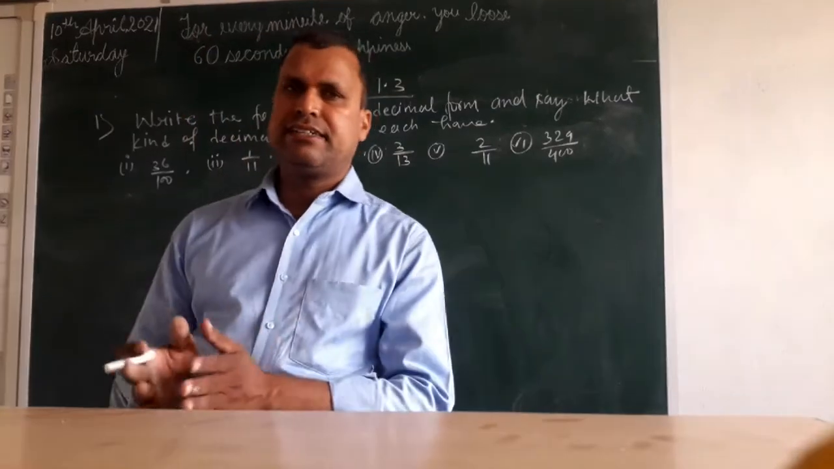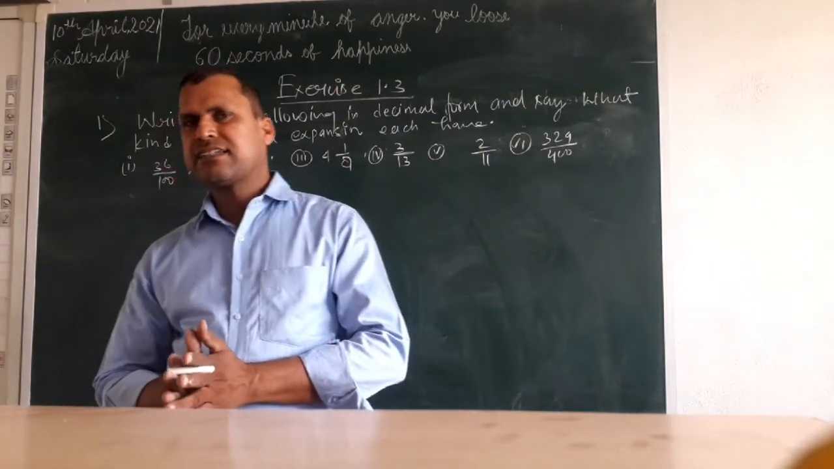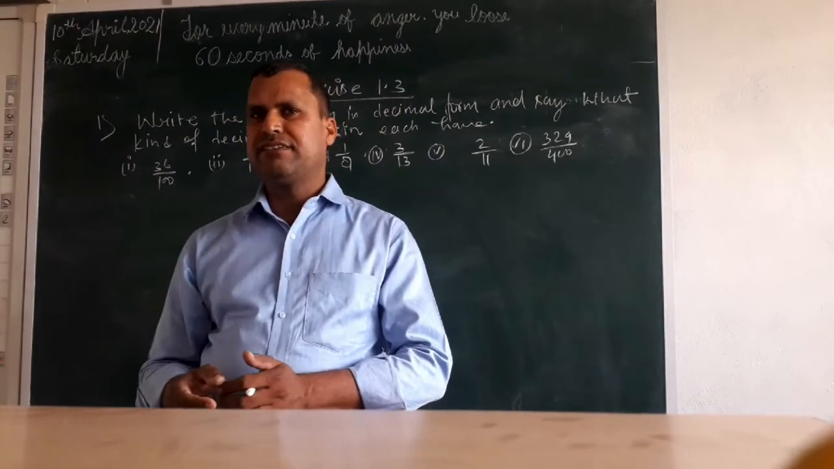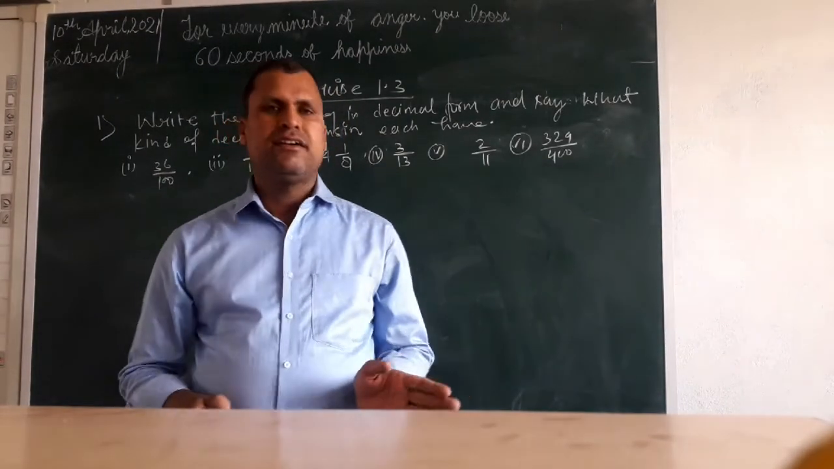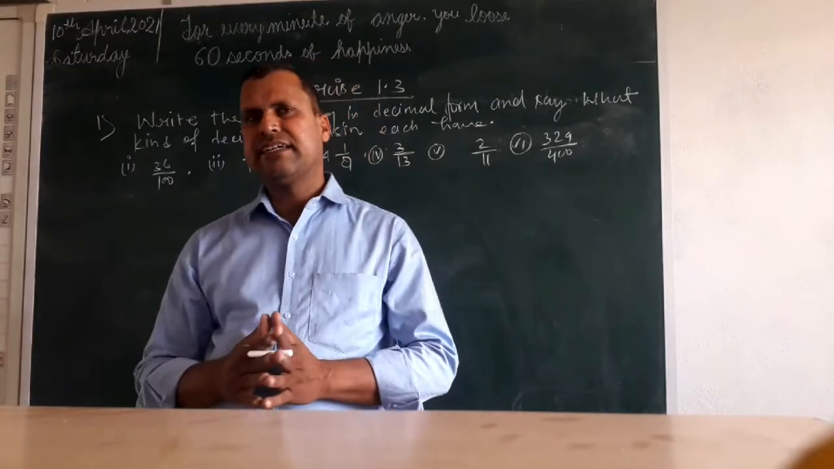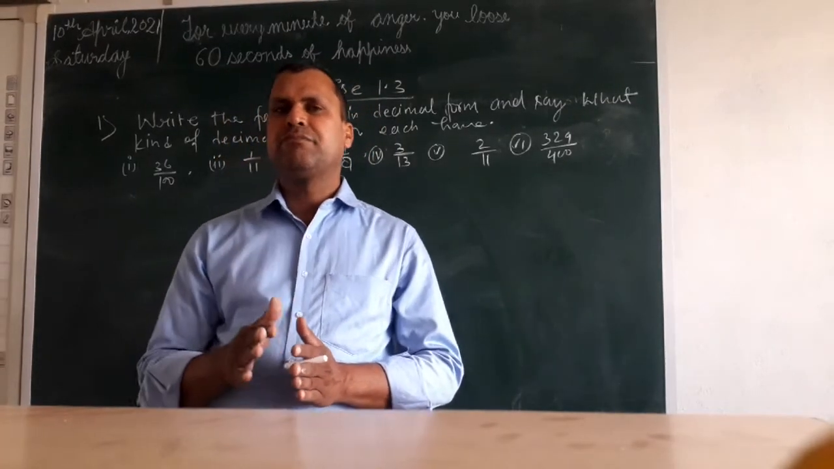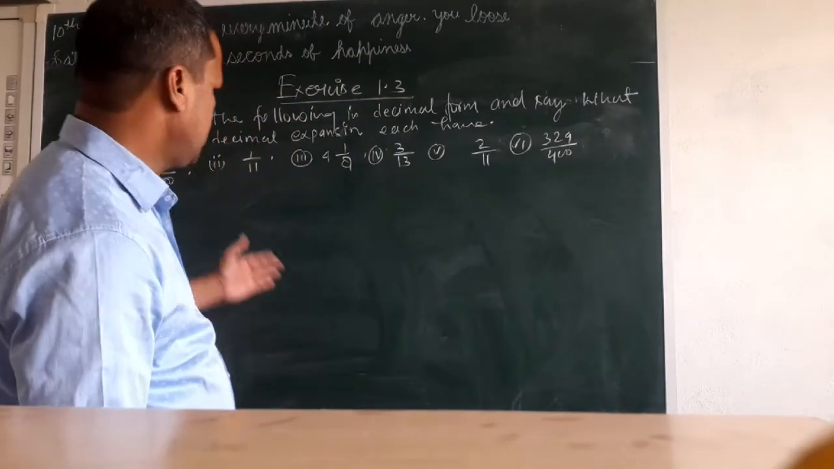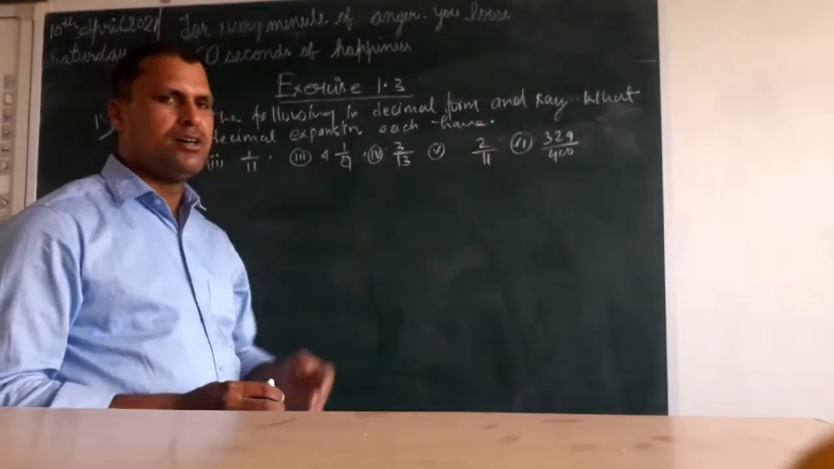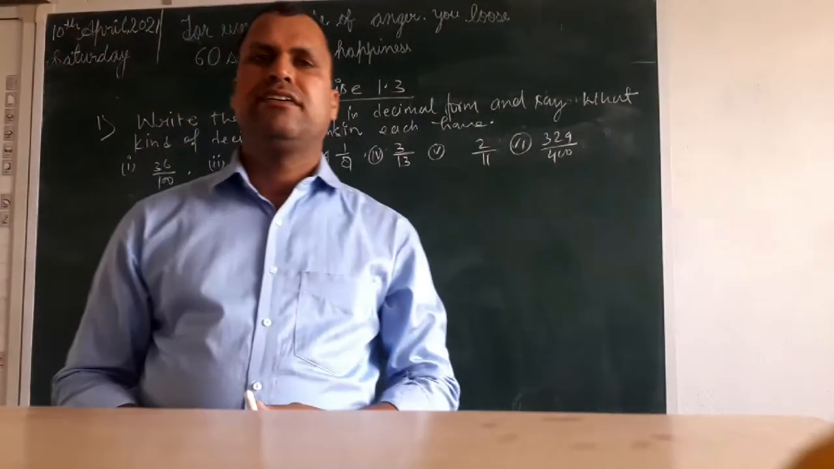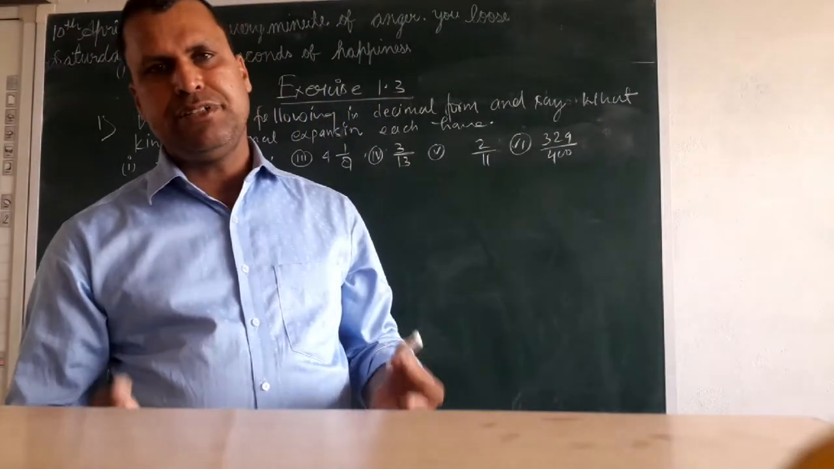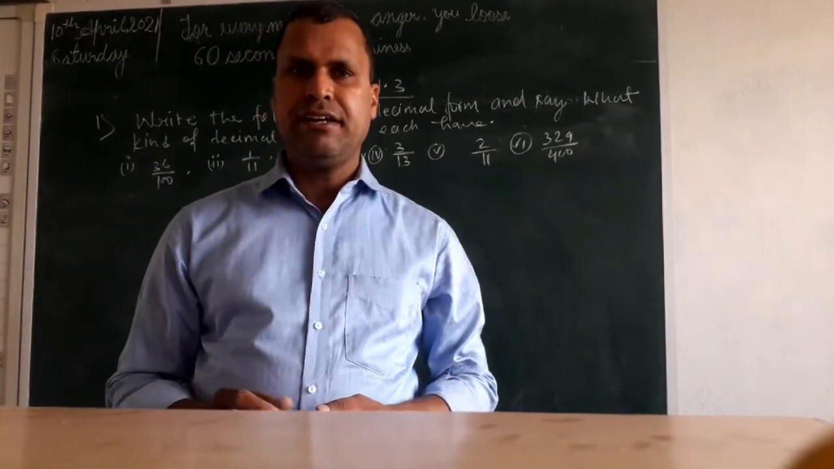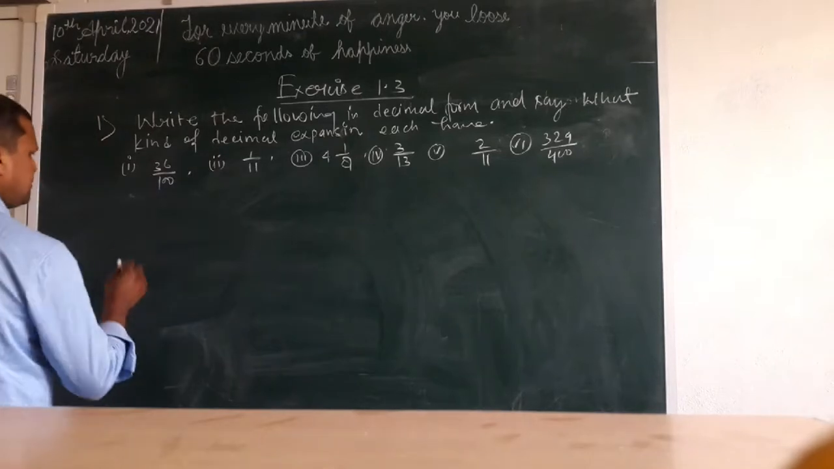As you know, in the last class I already explained that there are two types of rational numbers. One is the terminating rational number and the second is the non-terminating recurring rational number. So you have to choose, out of these six numbers, which one is terminating and which one is non-terminating and recurring. Okay? So see the first.